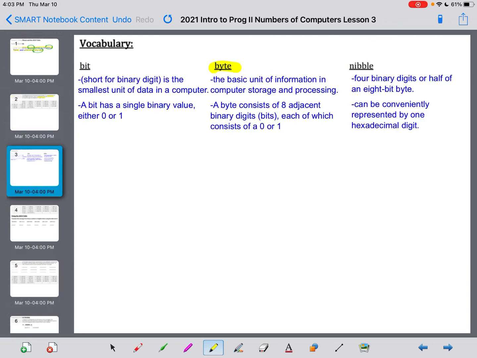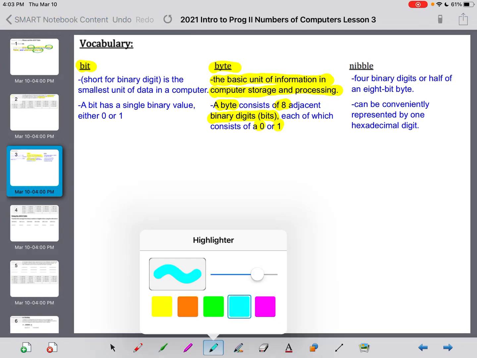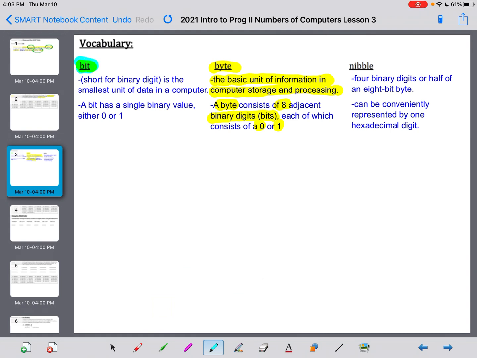We're going to start with byte. It's again the basic unit of information for storage and processing. A byte consists of 8 adjacent binary digits. Those are known as bits from over here. And we'll get ones and zeros. Now, if we take a look at the bit, that's just short for binary digit. It's the smallest unit of data in a computer.